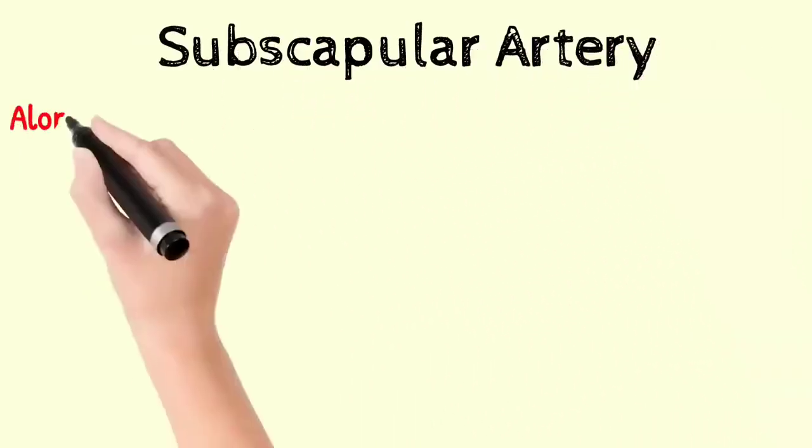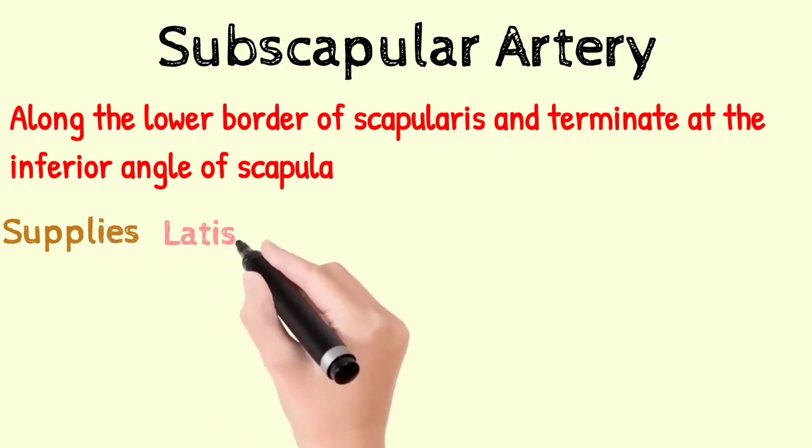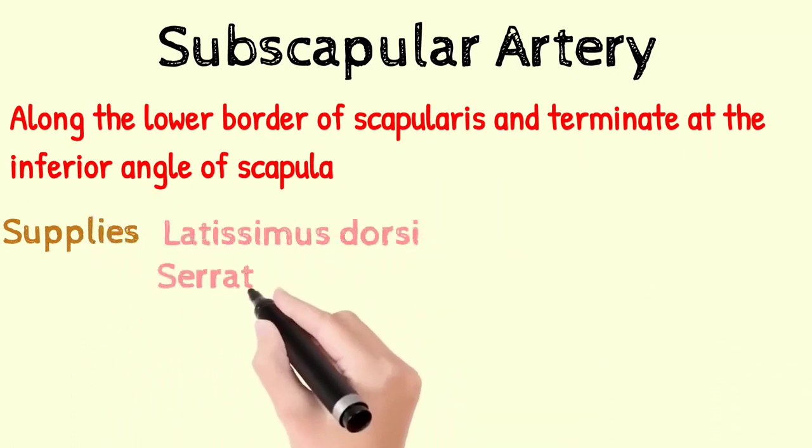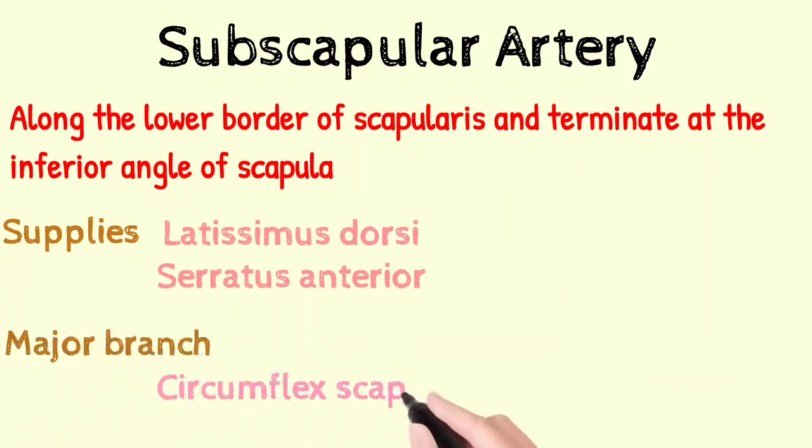The subscapular artery runs along the lower border of the subscapularis and terminates at the inferior angle of the scapula, and it supplies the latissimus dorsi and serratus anterior muscles. A major branch is the circumflex scapular artery. We will see this in the anastomosis.